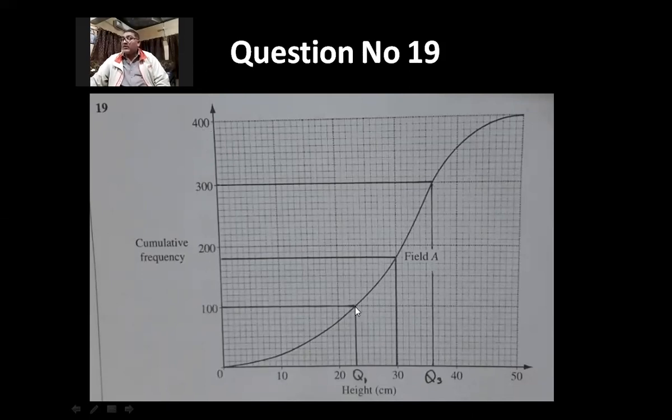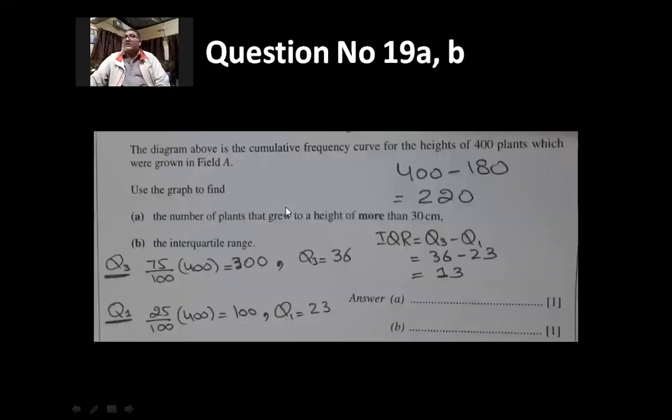From here, I will come to the graph, and below this, I will check what is the value of the x. That is Q1. So it is something like 23. It looks like 23. So the Q3 value is 36. Q1 value is 23. Q3 is called the upper quartile, and Q1 is called the lower quartile.